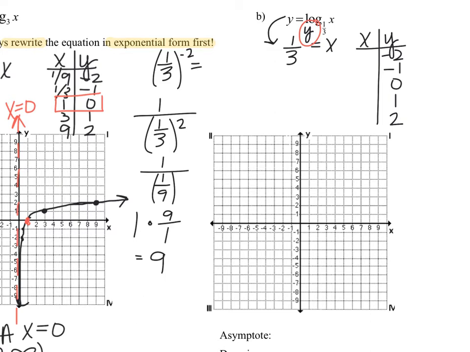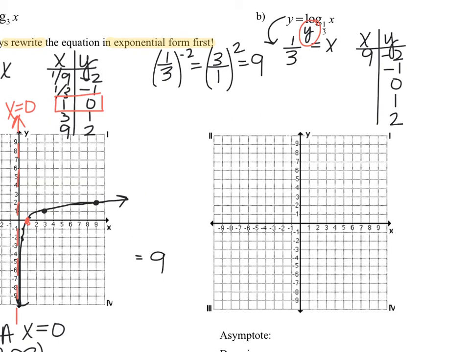But many times we don't show all this work. We just realize that that negative exponent will flip that fraction. 1/3 will turn into 3 over 1. That will be squared, which indeed gives us a value of 9. So now inputting -1, 1/3 to the negative first power. Again, the negative exponent is going to flip that fraction. It turns into 3 over 1 to the first power, which gives us a value of 3. 1/3 to the 0 is 1. 1/3 to the first is just 1/3. And 1/3 to the second is 1/9.